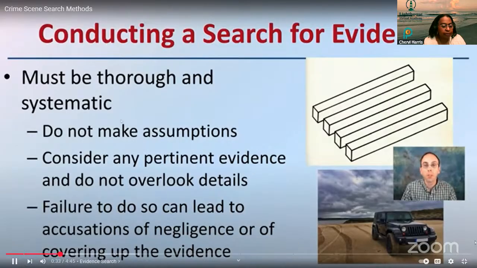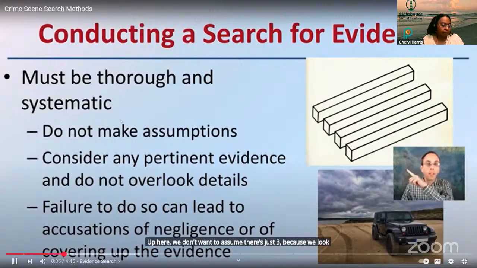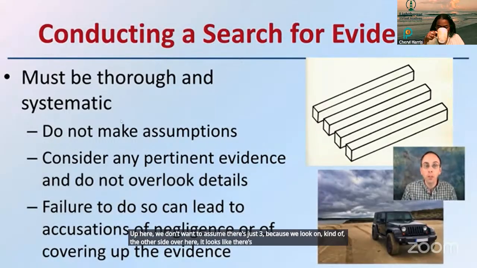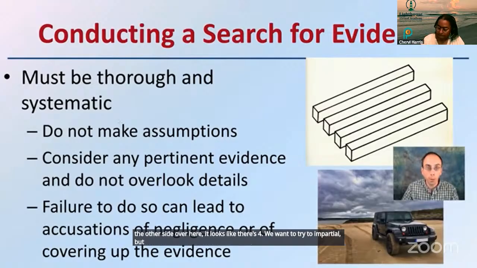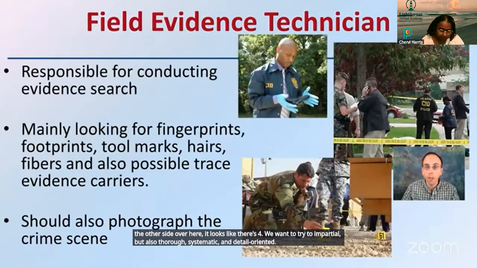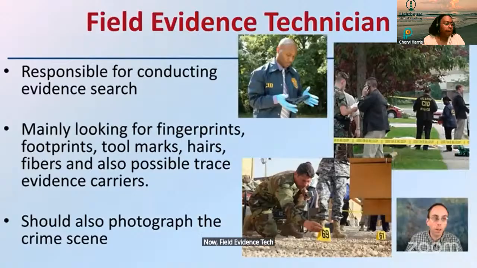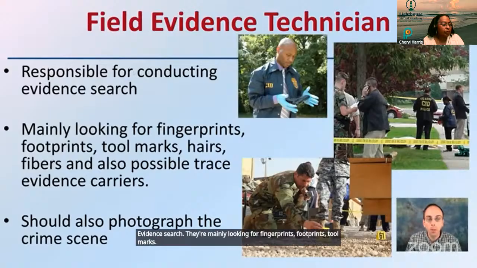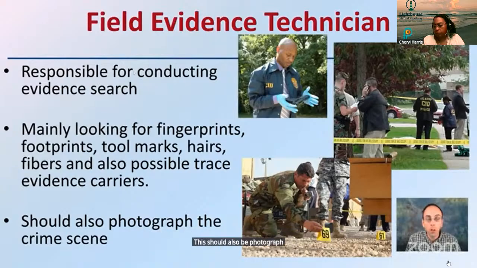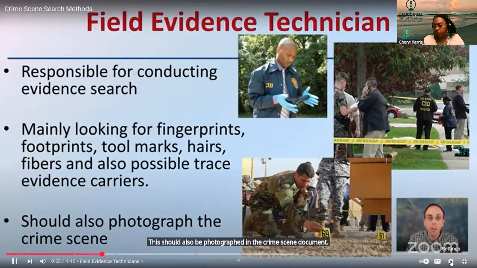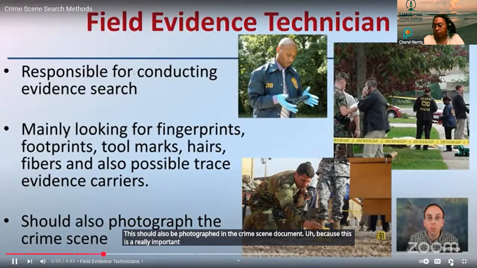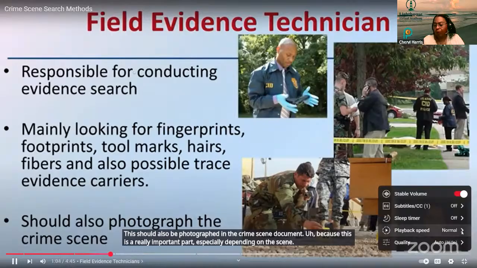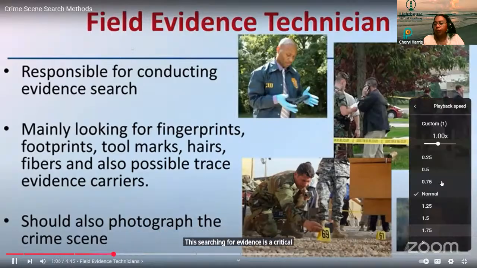Up here, we don't want to assume there's just 3, because if we look on the other side over here, it looks like there's 4. We want to be impartial, but also thorough, systematic, and detail-oriented. Now, field evidence technicians are the persons responsible for conducting the evidence search. They're mainly looking for fingerprints, footprints, tool marks, hairs, fibers, and also possible trace evidence carriers. This should also be photographed and documented at the crime scene, because this is a really important part, and searching for evidence is a critical part of any scene.